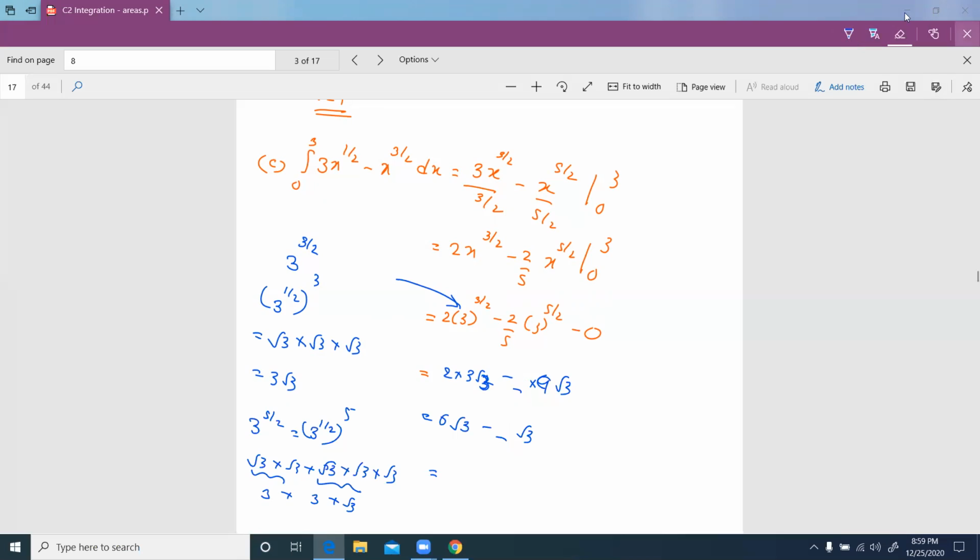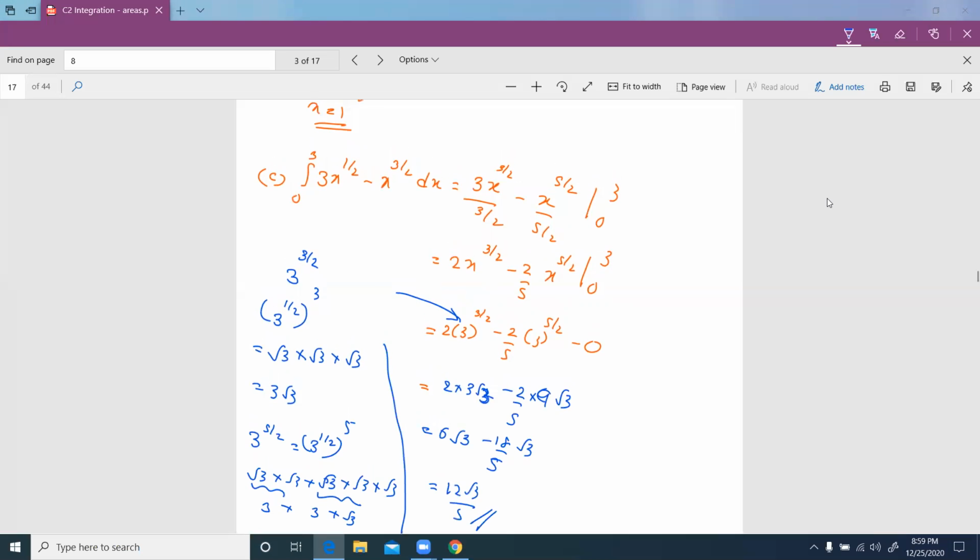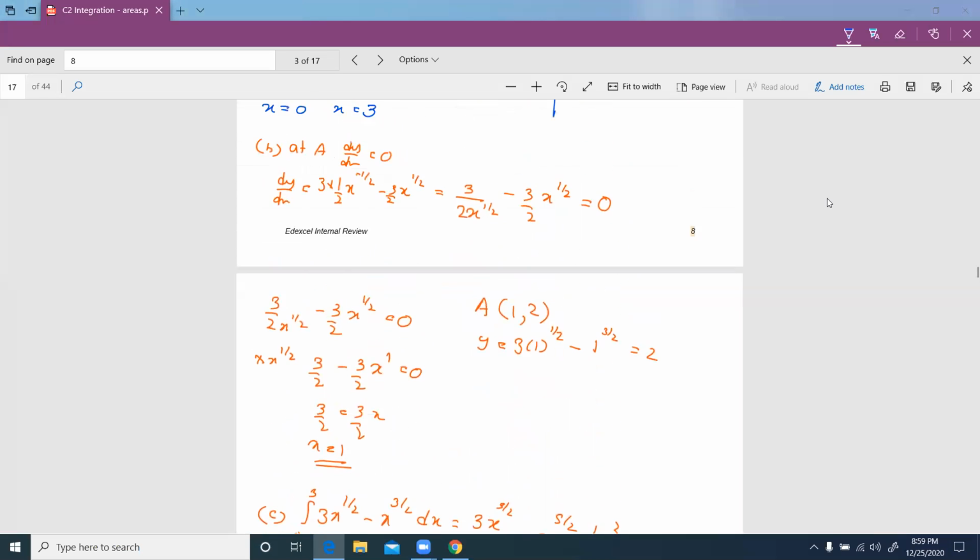This should be just 2 over 5. So it turns up to 18 over 5. So 30 minus 18 is 12. Root 3 over 5 would be the final answer for this. That's the answer for that. That's the way of doing this kind of question. So we'll go to the first part of the question and then come to the next part.